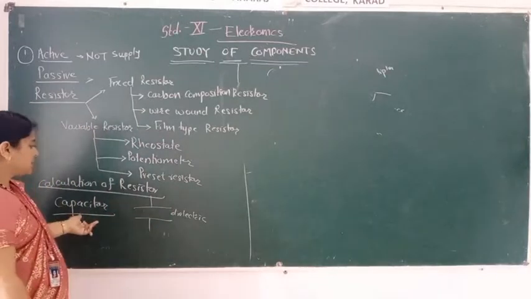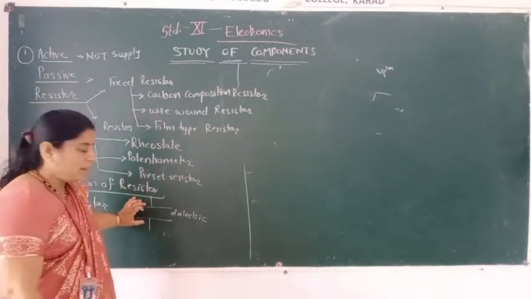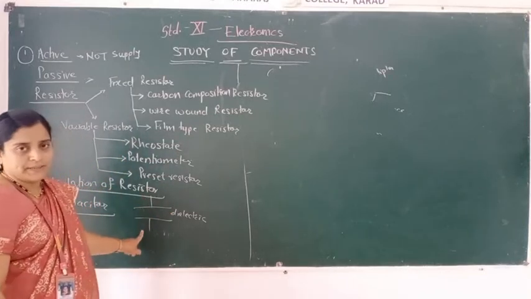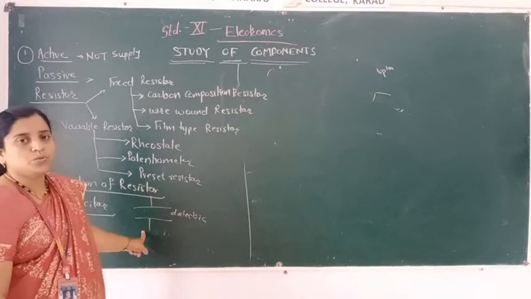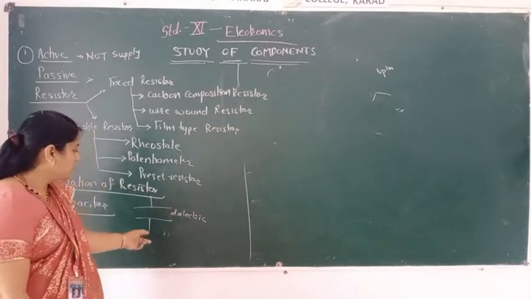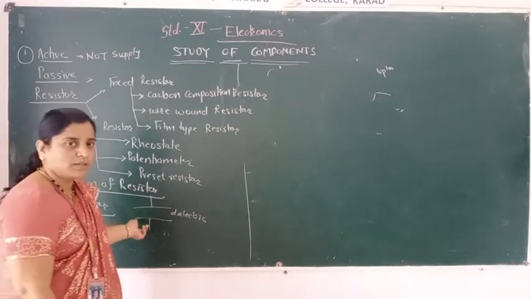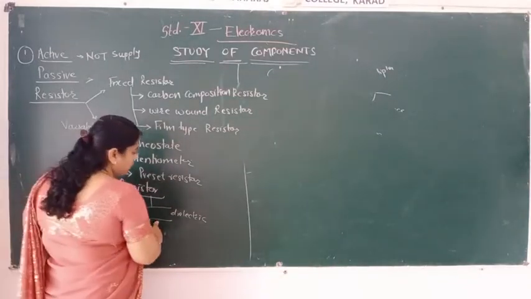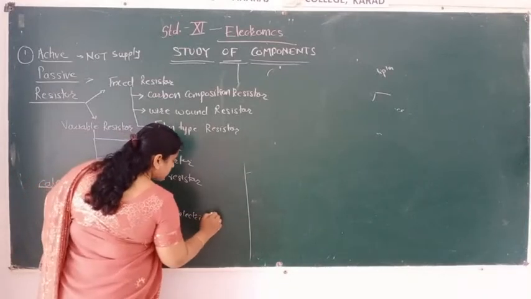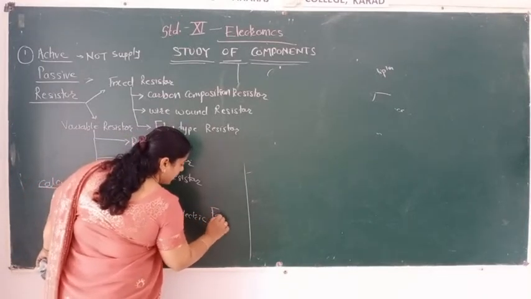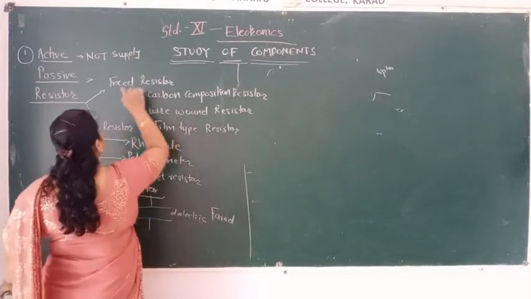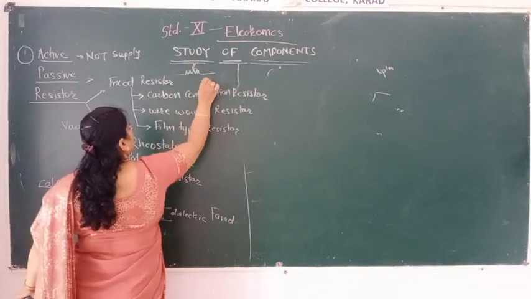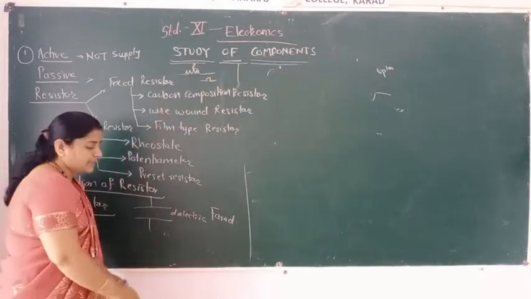So a capacitor has two parallel plates separated by a dielectric material, and it has two terminals. The function of a capacitor is to store charge. The symbol of a capacitor is like this, and the unit of capacitor is farad. The unit of resistor is ohm. The symbol is like this.